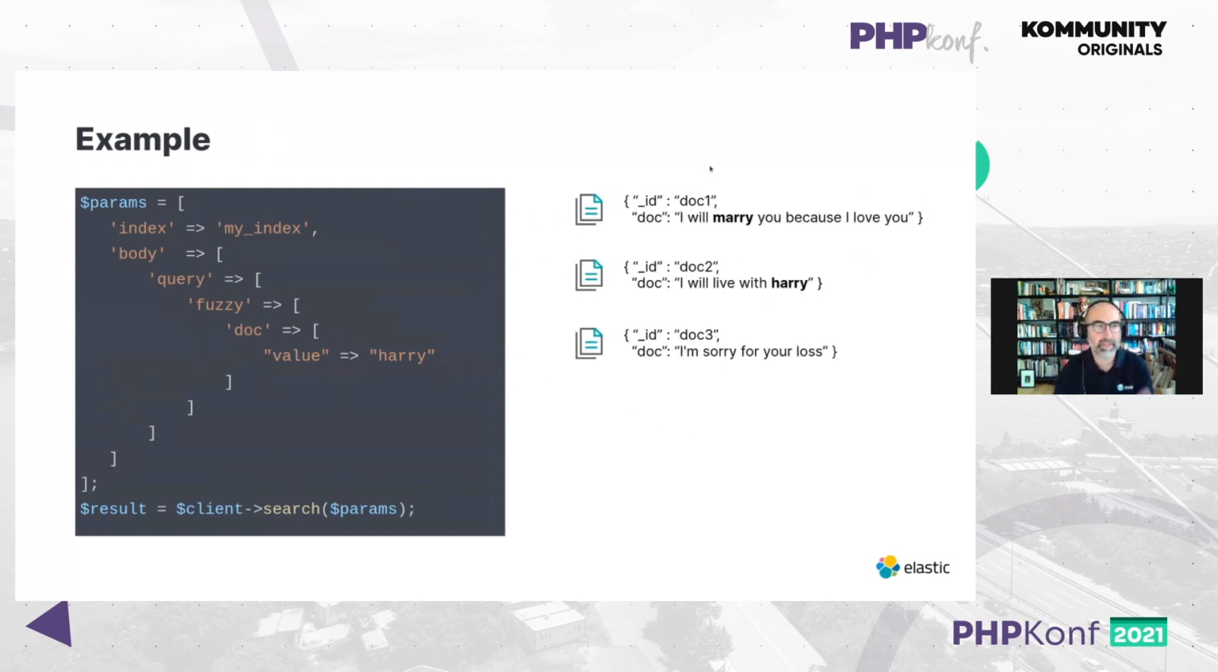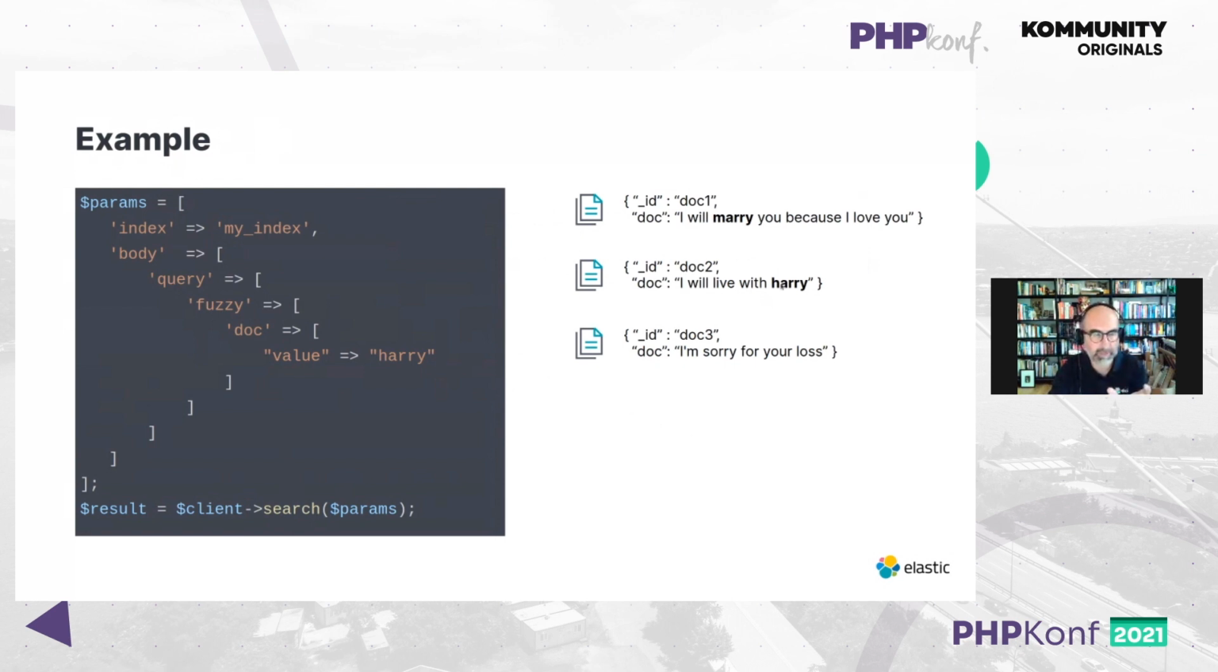Okay, so imagine that inside Elasticsearch we have 3 documents, document 1, 2, and 3. The first is the string, I will marry you because I love you. The second is I will lie with Harry, and the third one is I'm sorry for your loss. So if you are looking for Harry here, using a fuzzy approach, also Mary will be inserted in the results.